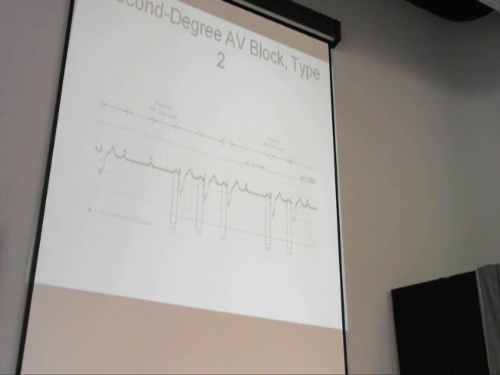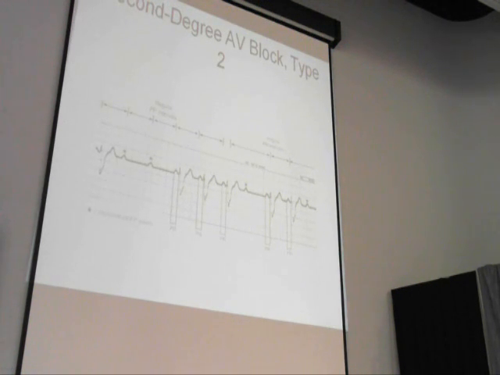Second degree type 2 can and will progress to complete heart block. This one should put you on edge because it can get worse, and it will if you don't assess and treat and stay on your toes. Maybe even if you do. Second degree type 2 and third degree, which we'll look at in a second, are very common in people with ventricular irritability, your PVCs and tachycardia.